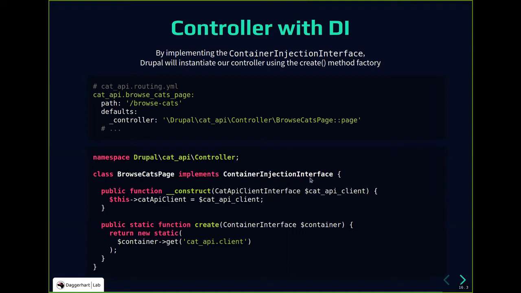So by implementing this interface, when handling this route, Drupal says, okay, I know what class I need to instantiate. It's browse cats page. Is this class a container injection interface? Oh, it is. Then I'm going to instantiate that class by running the create method. Drupal has detected that we are of the data type container injection interface, which means this method must exist, and this method is what will create the instance of our browse cats page class. And therefore, now we can control the construction of our controller classes.